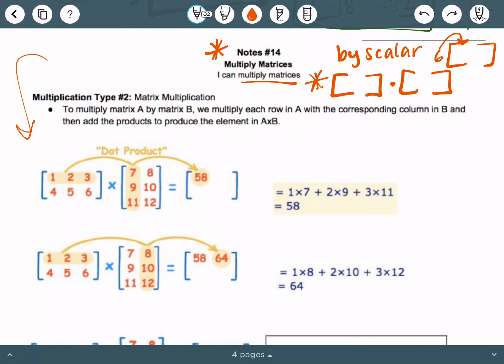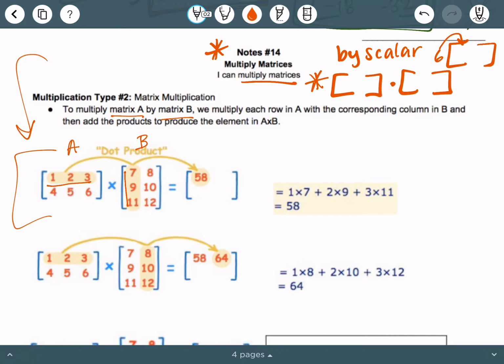So this is pretty tricky. I want you to stick with me, see what we can do. I'm going to explain what is written in this section. So to multiply matrix A times matrix B, we'll call this one A, that one B. We multiply each row in A, the corresponding column in B. So we're going to do the first row and the first column, right?